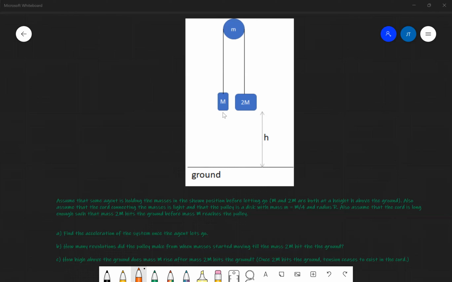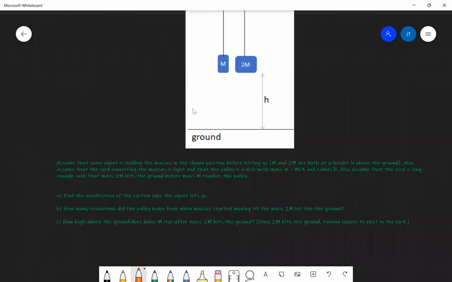It's already at a height h, right? So this one's going to go down h, and that one is going to go up h. So that's already 2h above the ground. Then when the big one hits, this one is going to continue going up for a little bit in free fall until it reaches a maximum height. So we need to find how high above the ground this mass goes, the maximum height. All right, let's begin. So that's the problem.